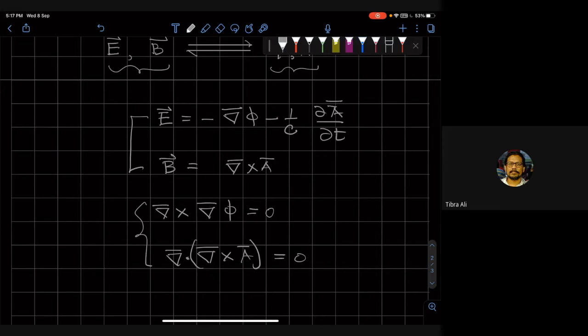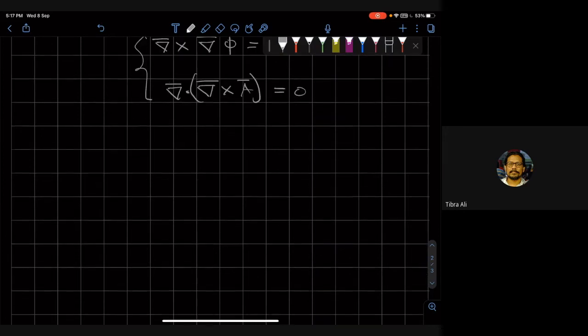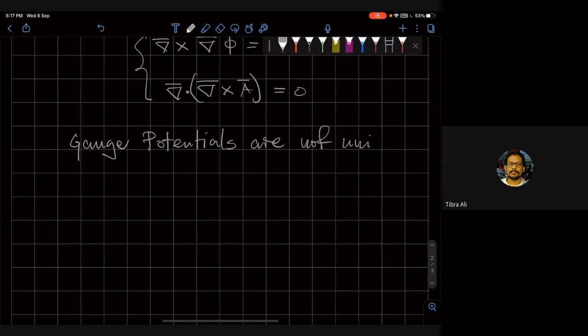Okay. Now, the thing about the gauge potential is that they are not unique. So this is a subtlety. Gauge potentials are not unique.